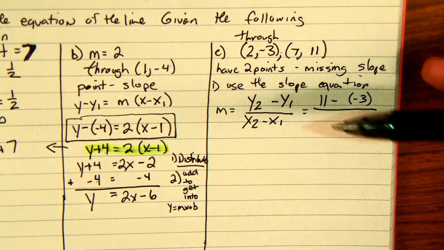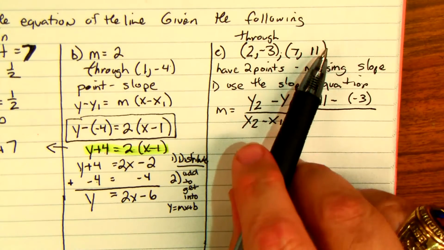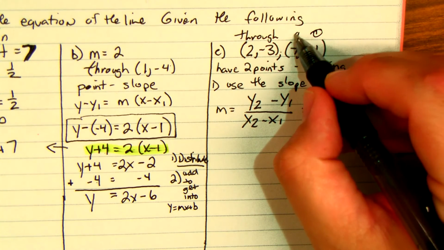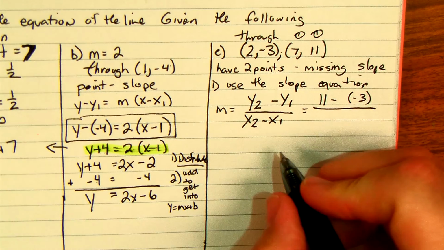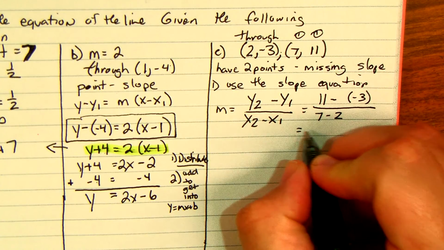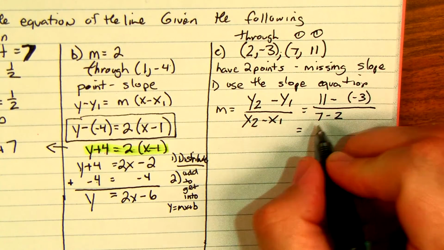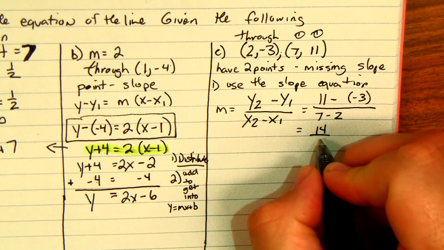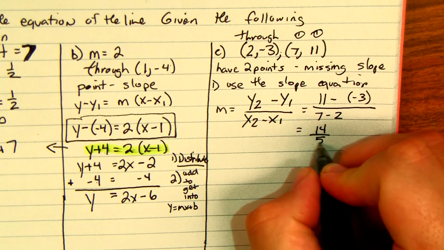If I use this guy first, if this was the first one that I used, I got to use this guy first for my x's. So I have to use 7 minus 2. So 11 minus the negative 3 is really 11 plus 3, which is 14 over 5. Kind of ugly slope.